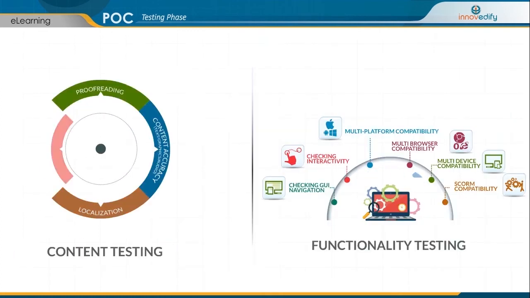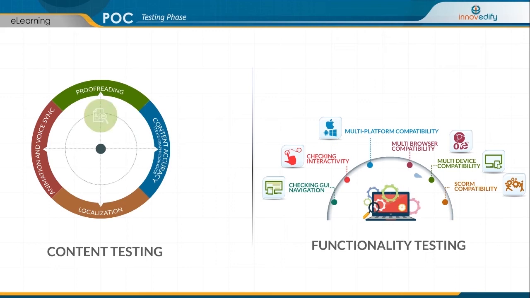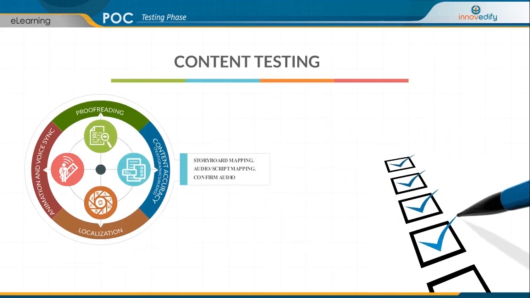QA testing typically covers two broad areas, that is content and functionality. Content testing is mostly about text, graphics, and audio used in the course. Here we check for proofreading, content accuracy, text, graphics, audio, storyboard mapping, audio script mapping, and confirm audio pronounced as letters or as a word, language settings, narration speed.